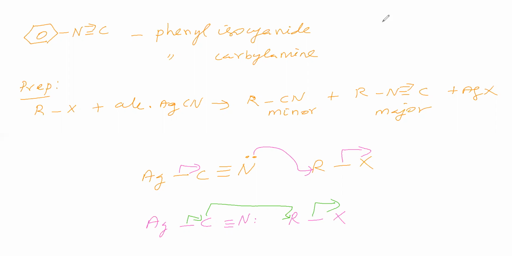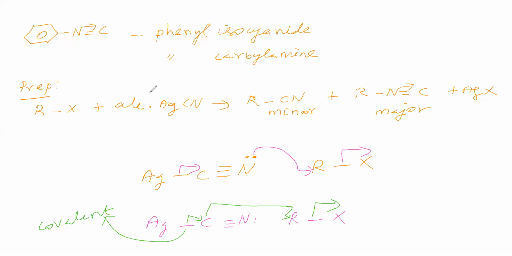In this AgCN, this bond is a covalent bond. So this shift is difficult when compared to the other shift. Therefore, the electron pair shifting like this is possible to a greater extent when compared to this. Therefore isocyanide is the major product when compared to cyanide.